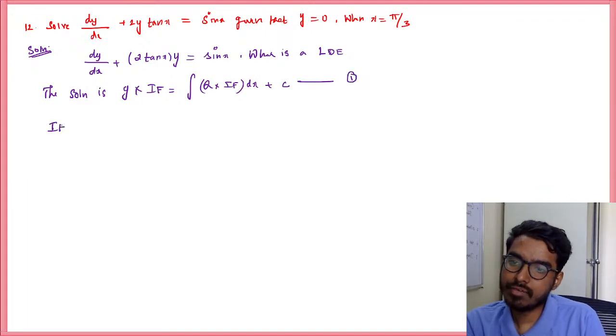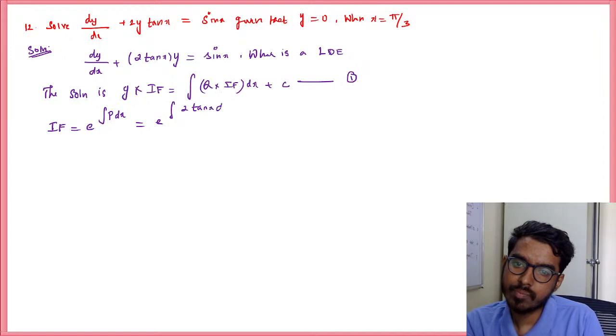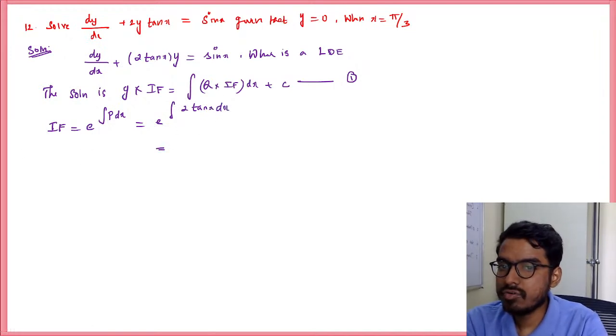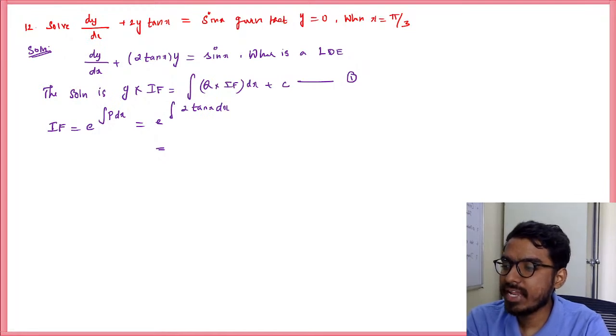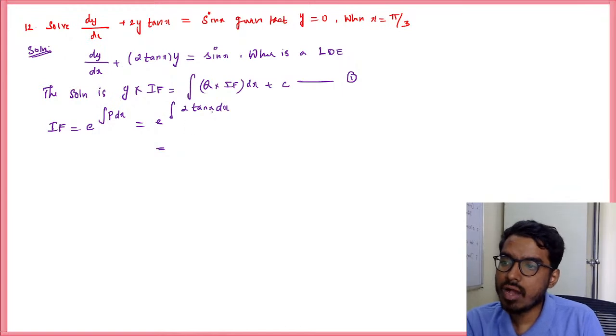Now what is integrating factor? e power integration of p dx. So e power integration of 2 tan x dx, right? So replace tan x by sin x by cos x. This will be log cos x, right?